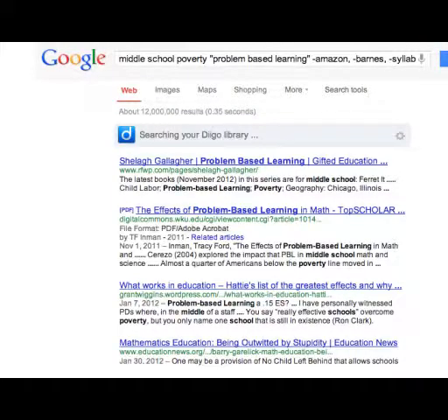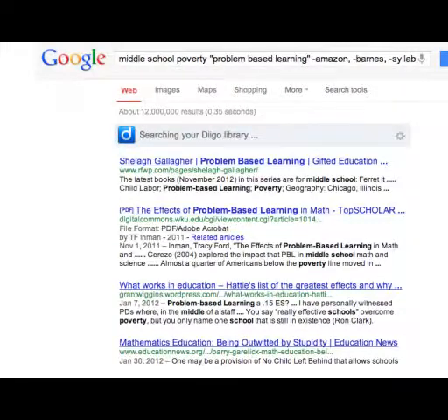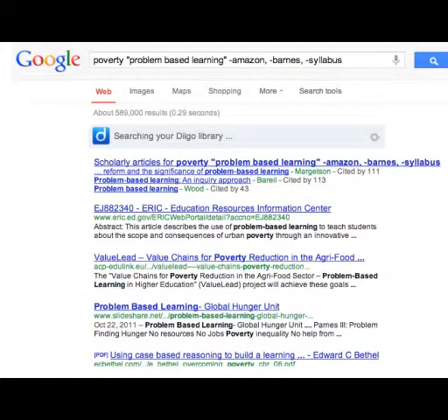Middle school poverty, we're still at 12 million. That's way too many. Now, taking out the middle school, we drop way, way down. So sometimes this is a little bit of a game. I kept looking at this going, I can't believe it, why isn't this going down? But I really think it was the middle school, because just by taking out middle school, you can see I reduced my number of results dramatically.